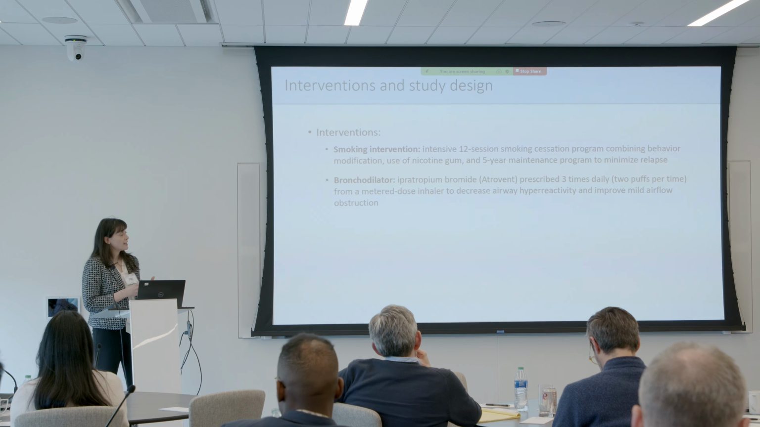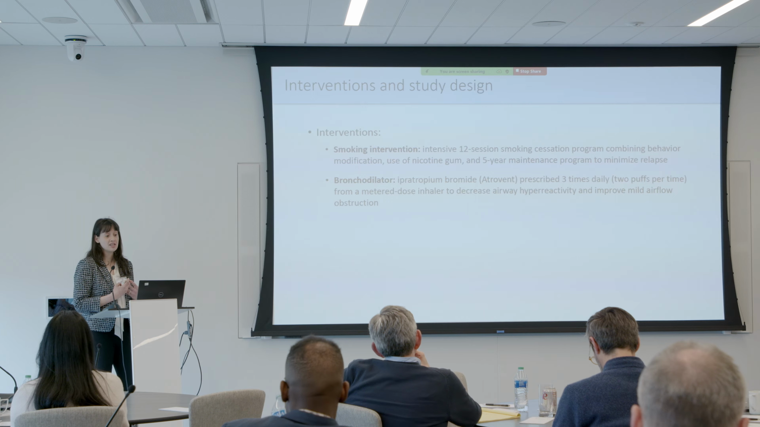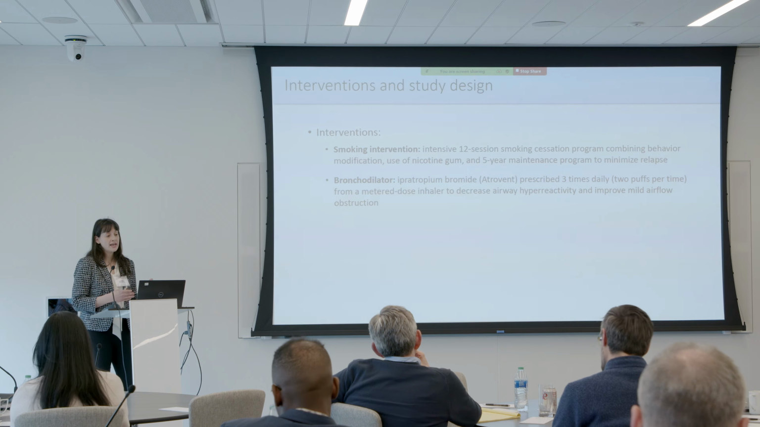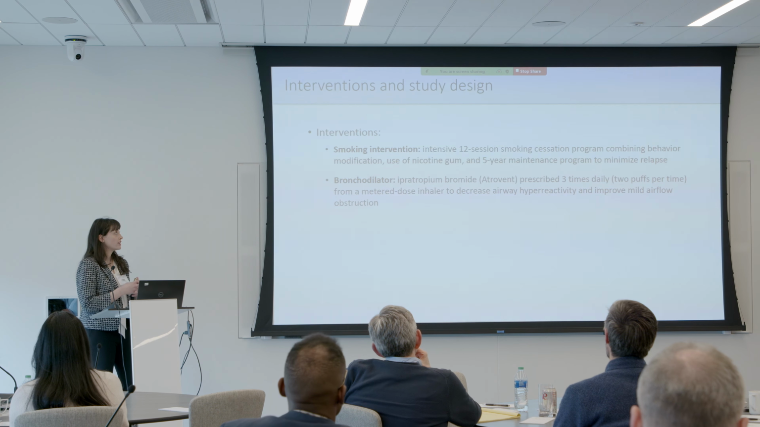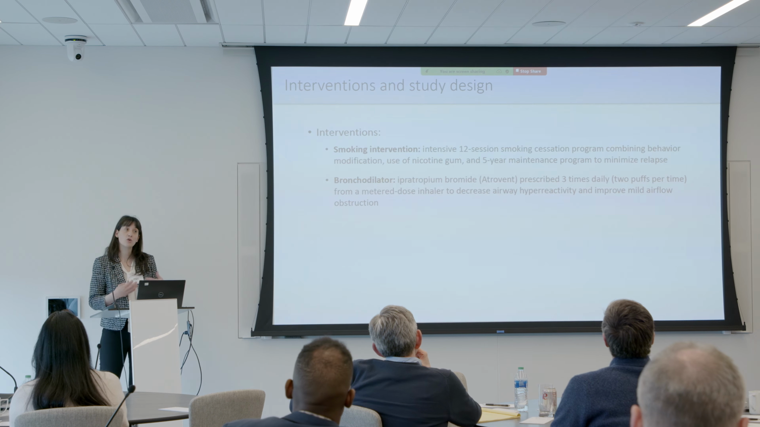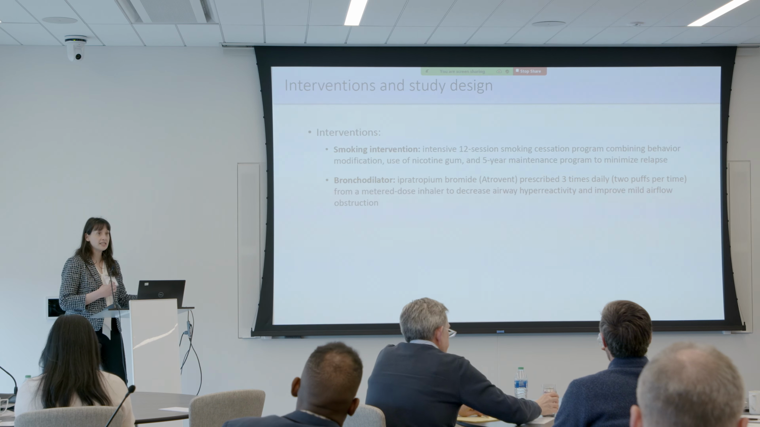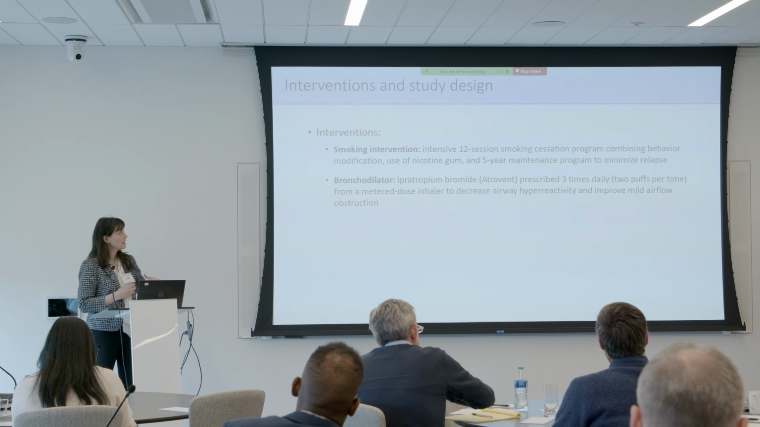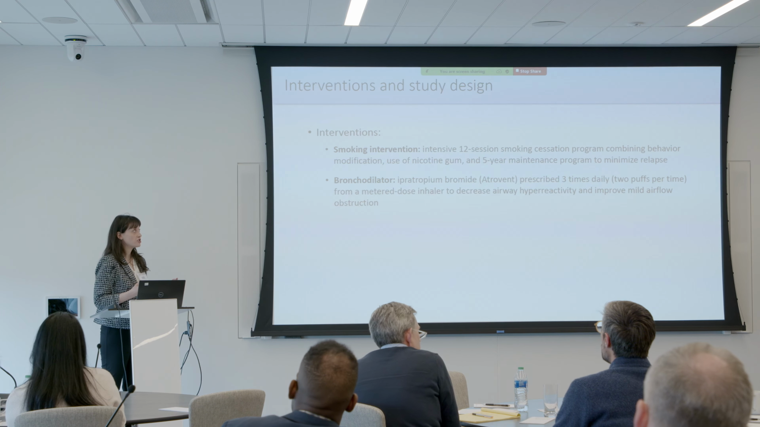So a little bit more about the intervention specifically. The first treatment was a smoking intervention, which was an intensive 12-session smoking cessation program that combined behavior modification, the use of nicotine gum, and a 5-year maintenance program to minimize relapse. At the beginning of the trial, if people were randomized into the smoking intervention, they were first seen by a doctor who told them, hey, you really have to stop smoking. These are the risks. You're already showing lung function decline. You're in the early stages of COPD. And then they were put into behavioral sessions led by a health educator.